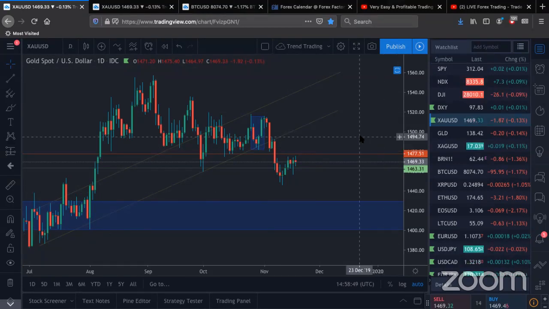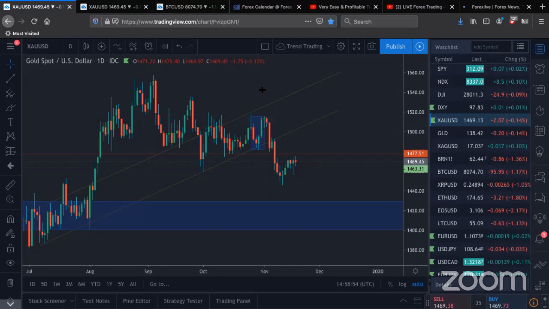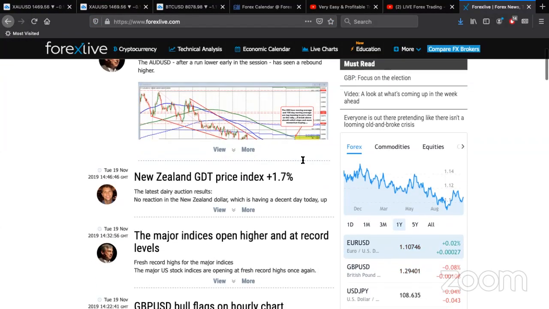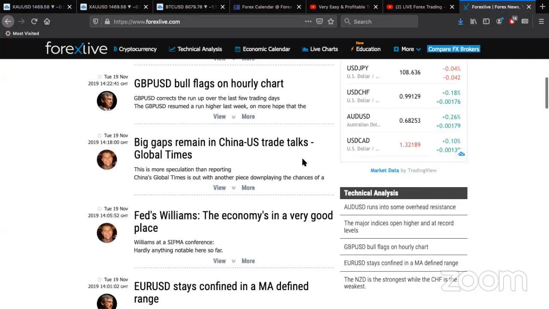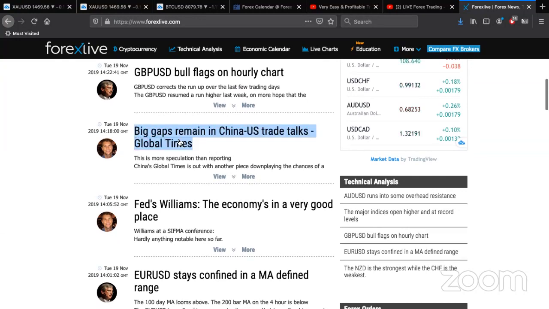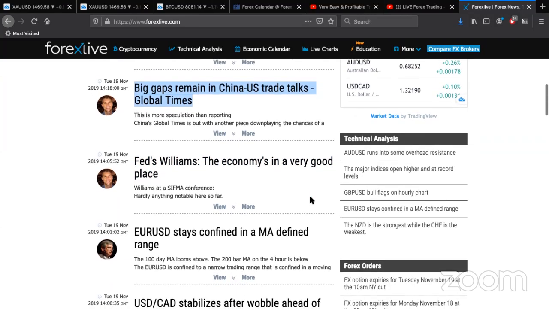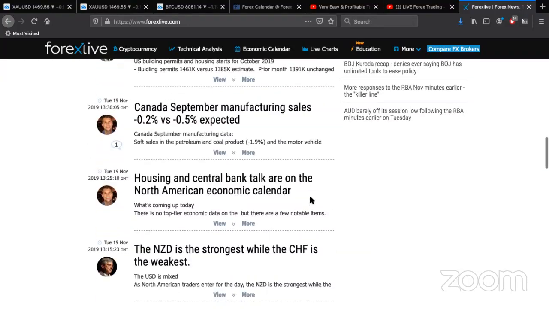All right, we're about a half hour into the US Open, US equities. And I want to take a look at headlines. This is the main headline I'm seeing so far. Big gaps remain in the US-China trade talks. And that's it. Nothing else going on.